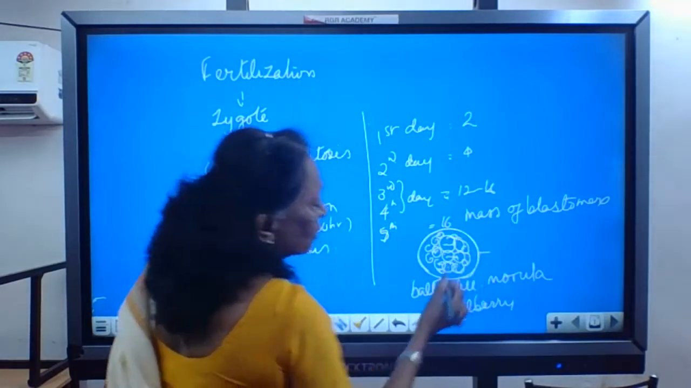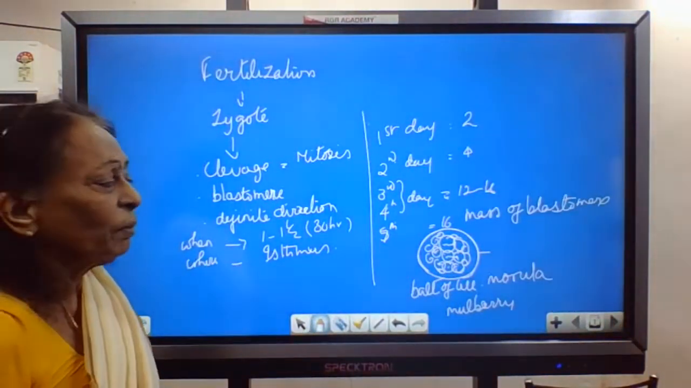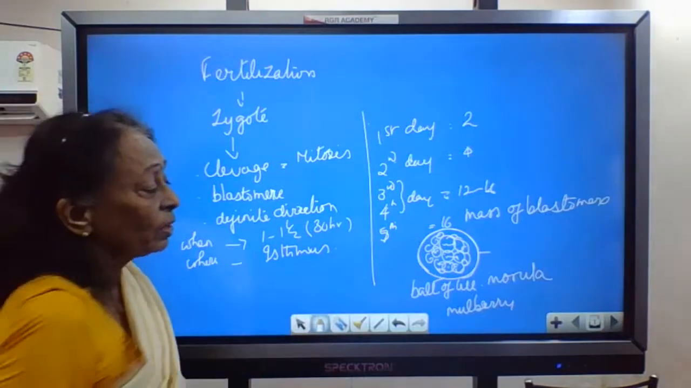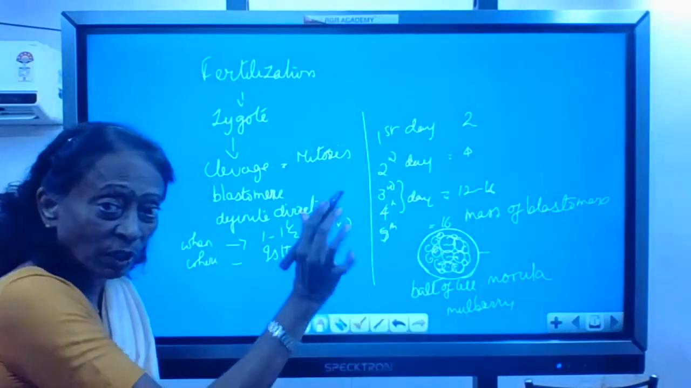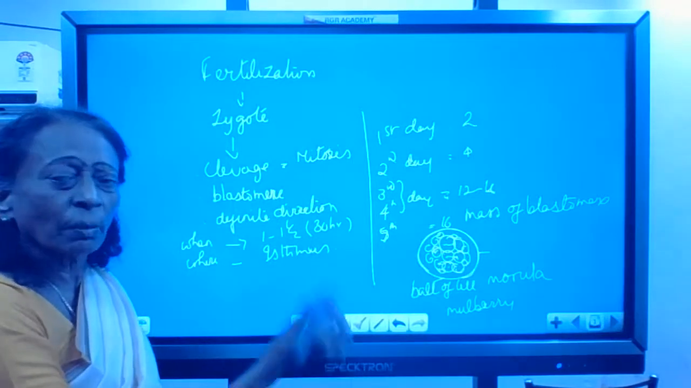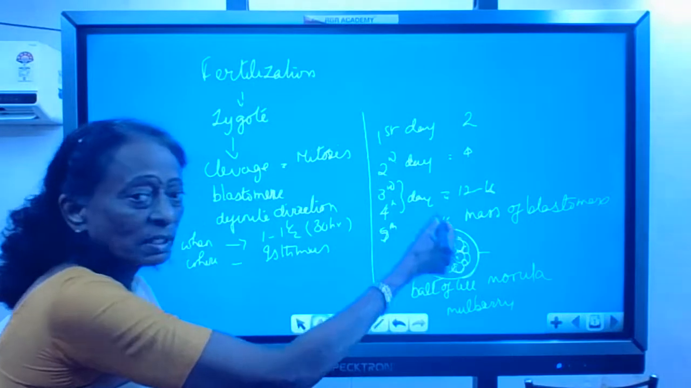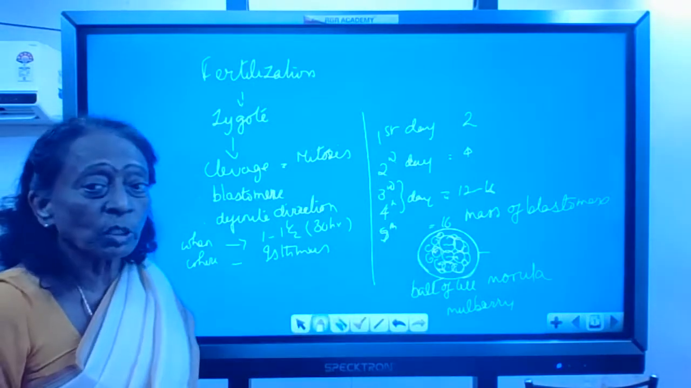So this roll of cells will be the 16 to 32 cell stage. It will be formed. Okay. So now all these are blastomeres. You don't call them cells, they are blastomeres. The larger ones are called macroblastomeres, the smaller ones micro. The larger ones occupy the center, the smaller ones occupy the periphery, and it is surrounded by the zona pellucida.